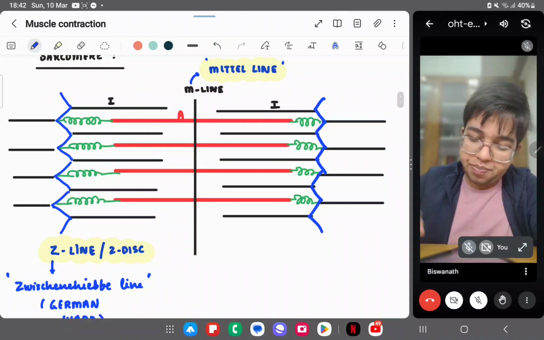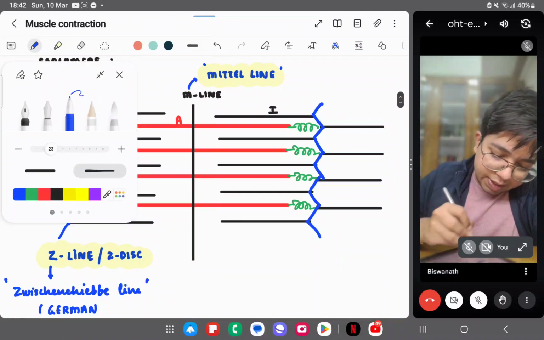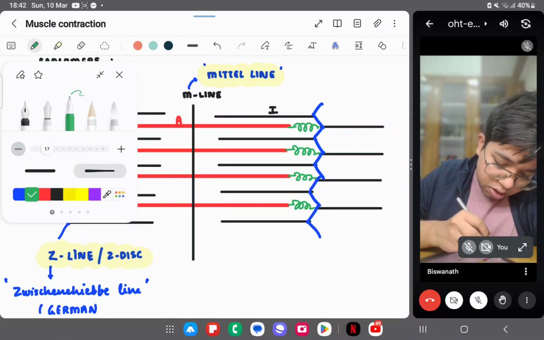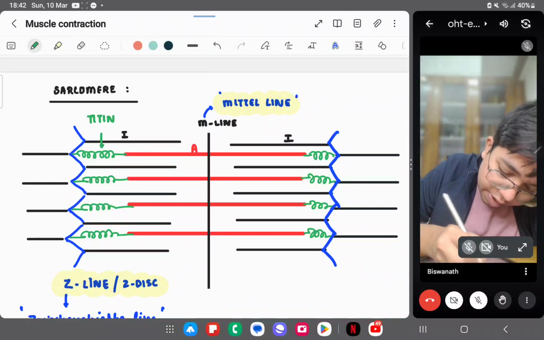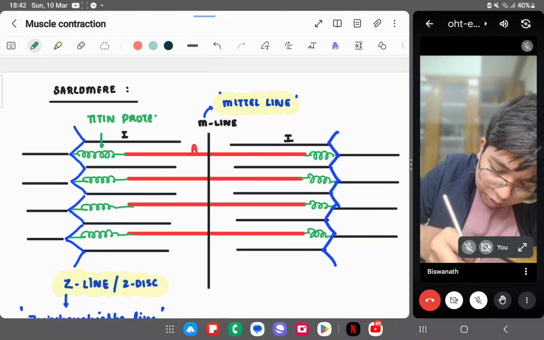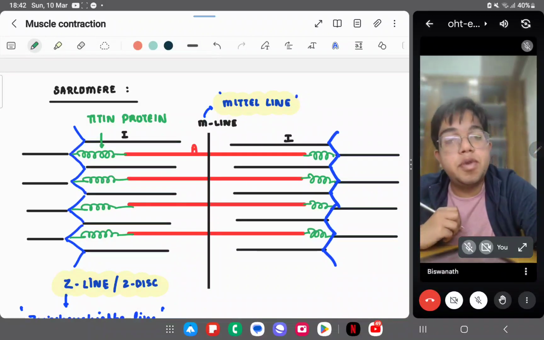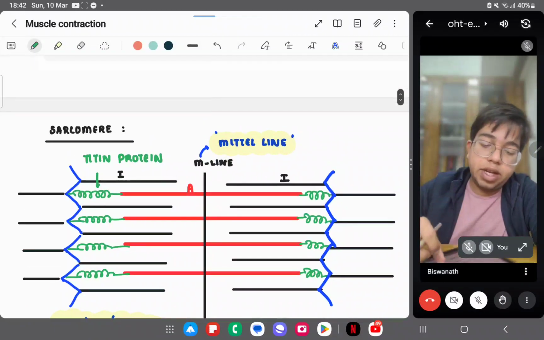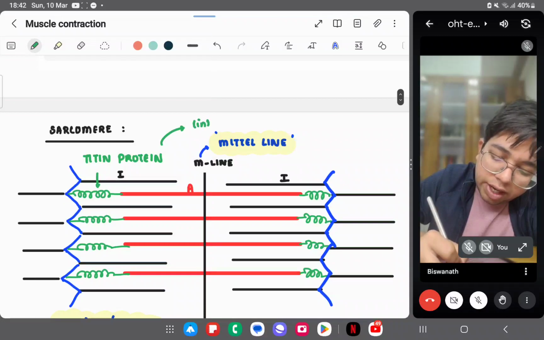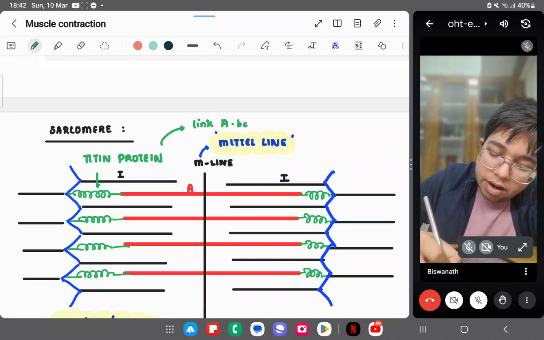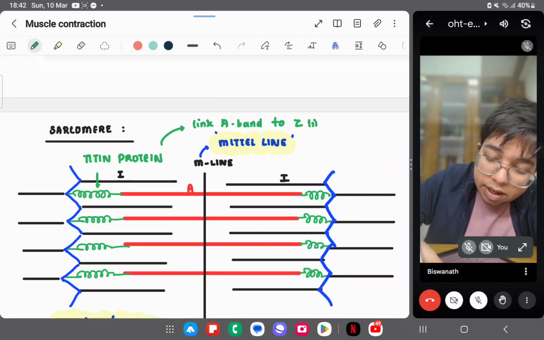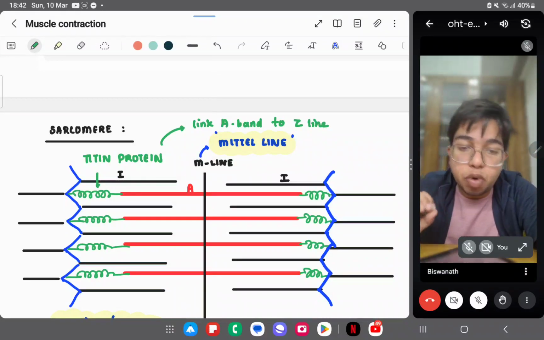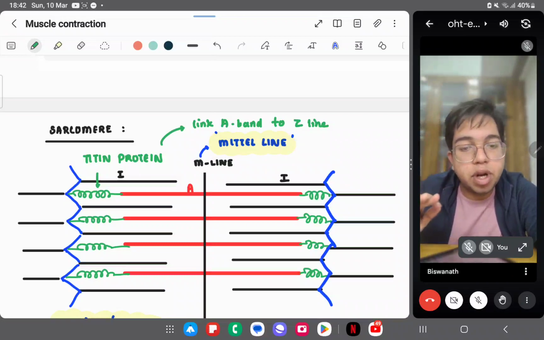Done. So what is this green protein called? This green protein is called the titin protein. The function of the titin protein is to link the A band, or the thick filament, to the Z line. So basically, it is a supporting protein.